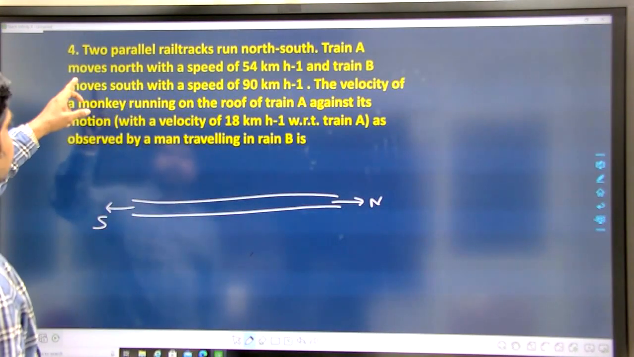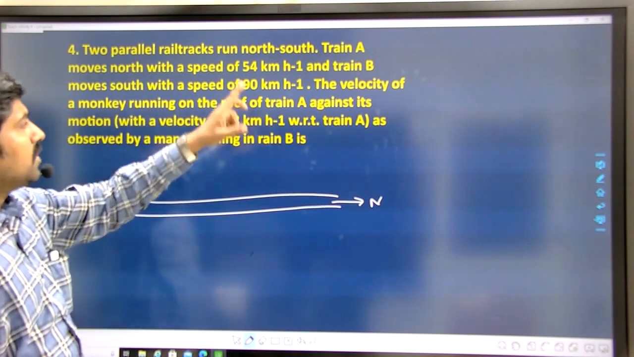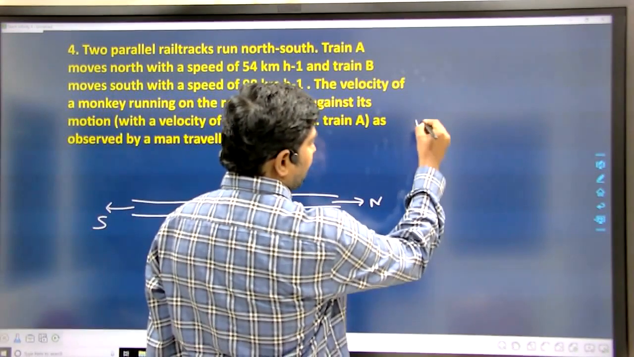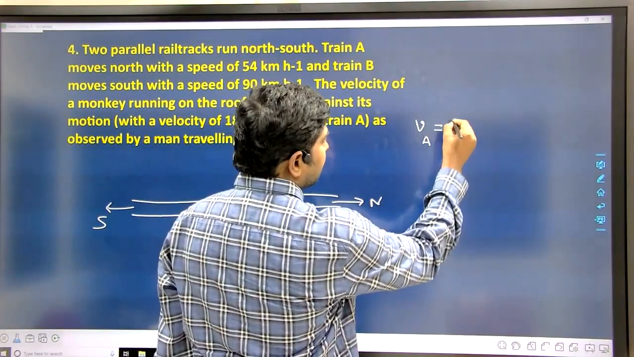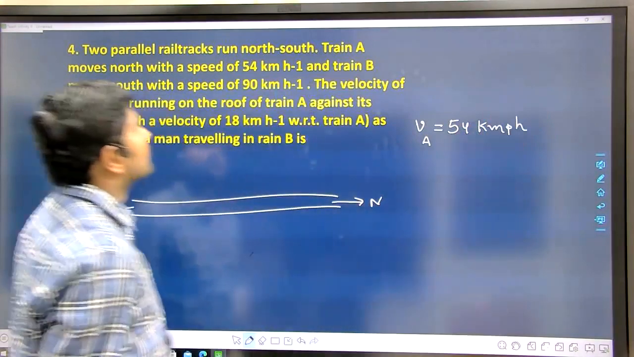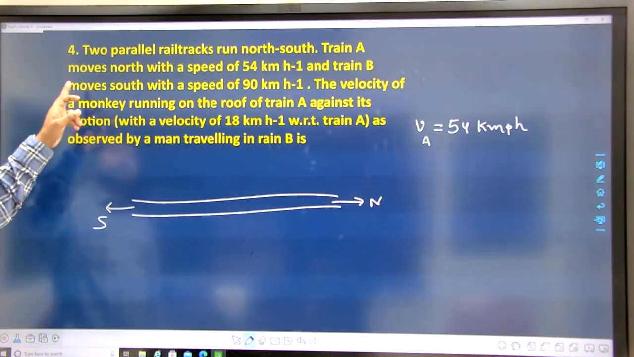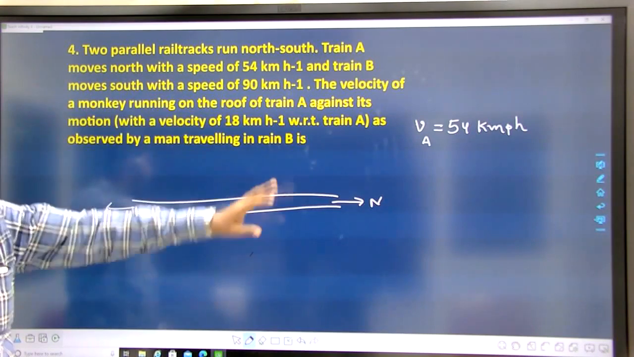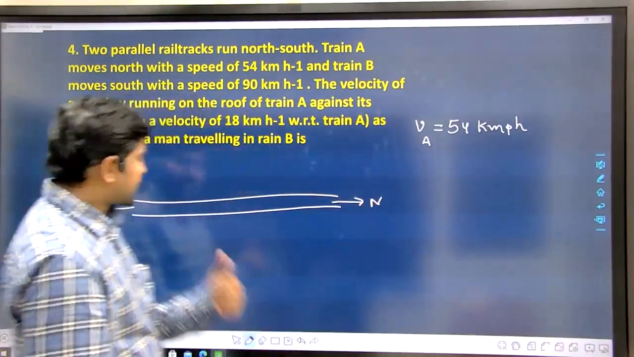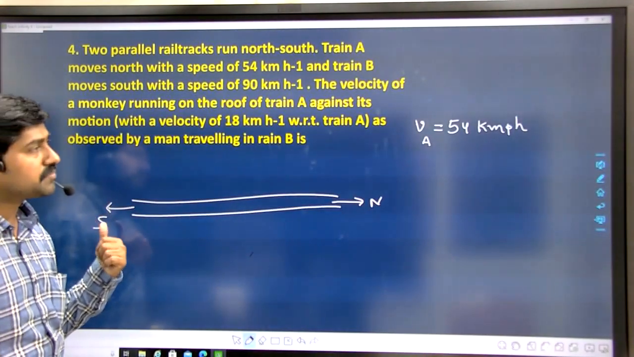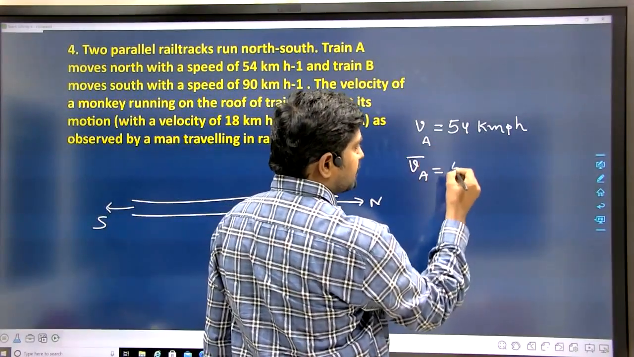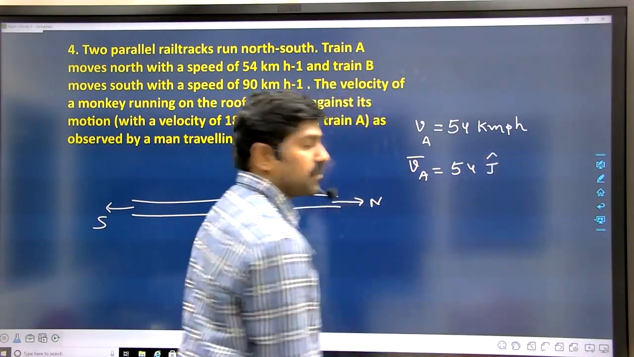And train A moves north with a speed of 54 km per hour. The velocity of A is given. What is that? 54 kmph, in which direction? Towards north. Let me consider the north direction is represented as j cap and south is represented as minus j cap, for example. So then what is VA bar? Then VA bar can be taken as 54 j cap.